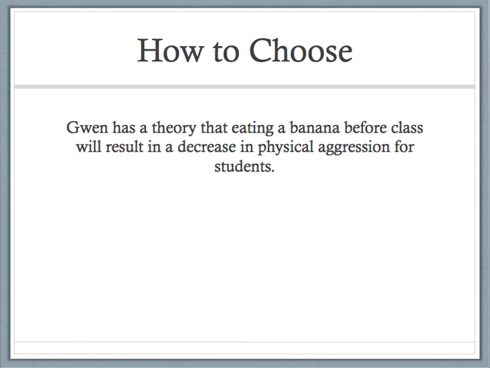So, for example, let's say that Gwen has a theory that eating a banana before class will result in a decrease in physical aggression for students. Now, looking at this particular situation, which type of experimental design do you think would work best out of the ones that we have discussed?